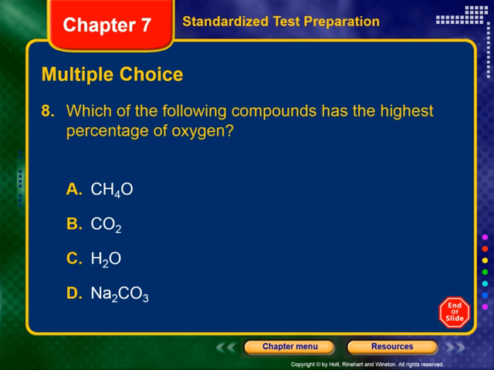Which of the following compounds has the highest percentage of oxygen? And again, you're going to have to press pause and calculate the percent due to oxygen in all 4 of these options and choose the highest number. So please press pause now.